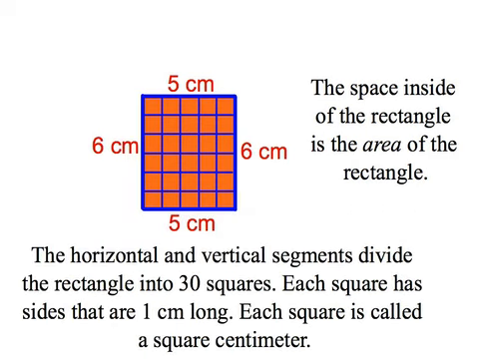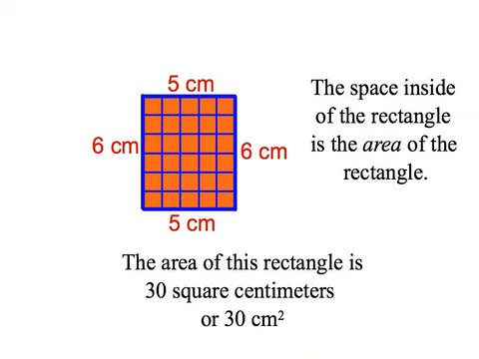And you can count them, 30 squares, and each square has sides that are 1 centimeter long. So we call each square a square centimeter. So the area of this rectangle is 30 square centimeters, and the abbreviation is the abbreviation for centimeter, cm, followed by the exponent 2, and it's read square centimeters. Often when we are reading fast, we'll say 30 centimeters squared because we see the cm before the little 2, the exponent, and we'll get by if someone says 30 centimeters squared, but it's correctly read 30 square centimeters.